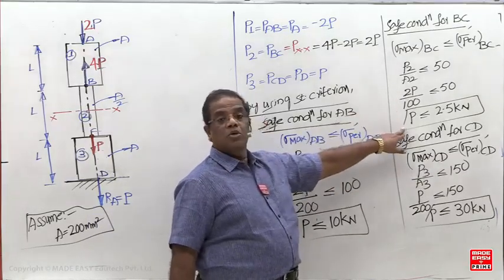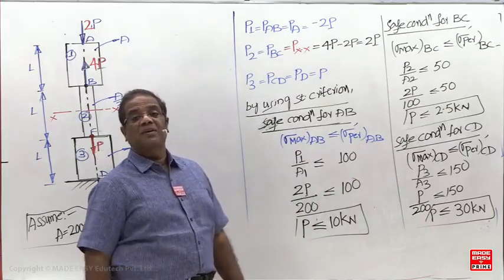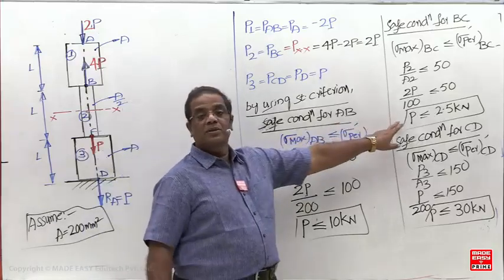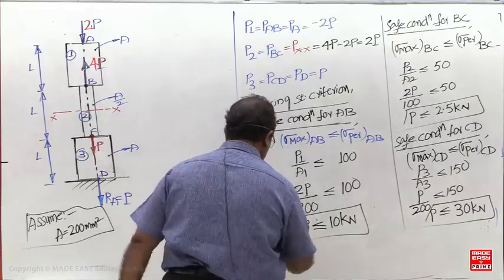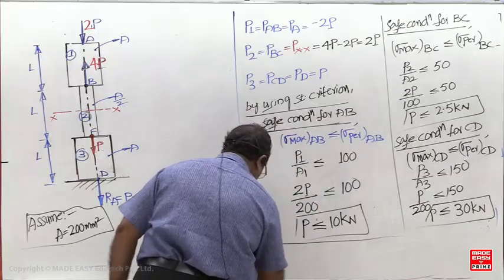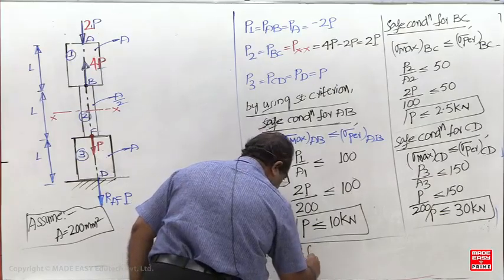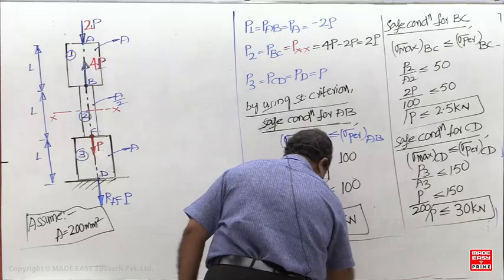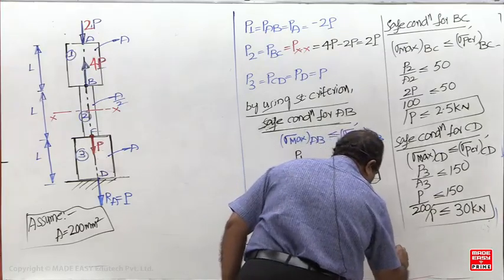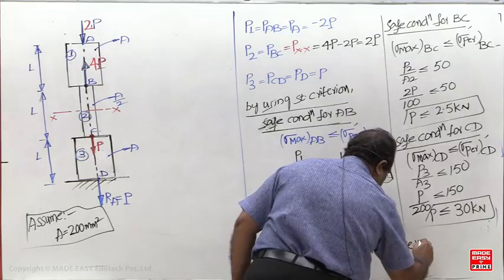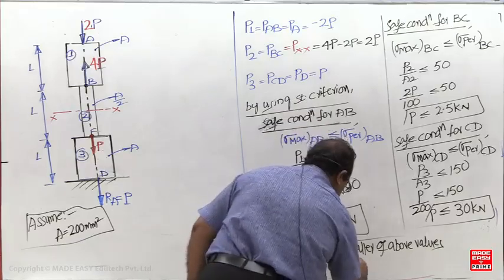BC should not fail, 2.5. So finally, what is the maximum value for P? The smaller of these values or the larger? You have to take the smaller value. Some students, going by maximum, will take the 30. So you have to go for the smaller value.